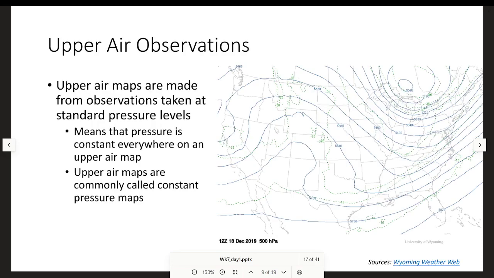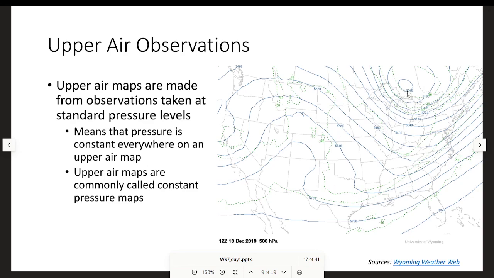So upper air maps are made from observations taken at the standard pressure levels. We already said that. So that means that the pressure is constant everywhere on this map. Everywhere on this map, the pressure is the same. So they're called constant pressure maps. And you can see these values right here. These are heights in meters above the ground. I think maybe it's meters above sea level. That would make most sense in my opinion.